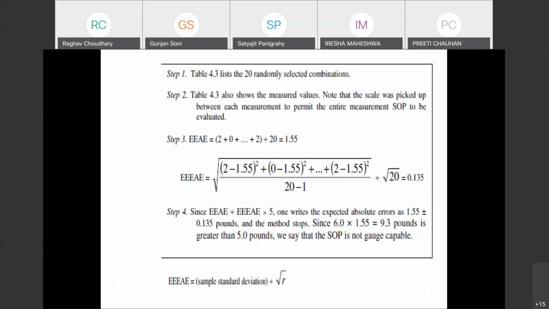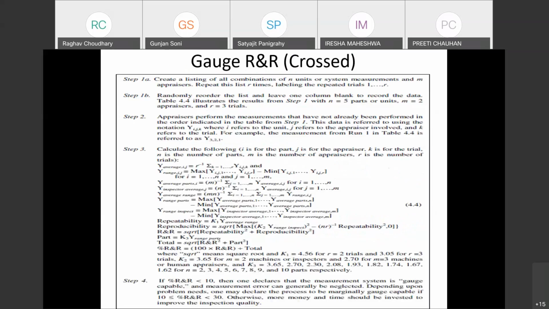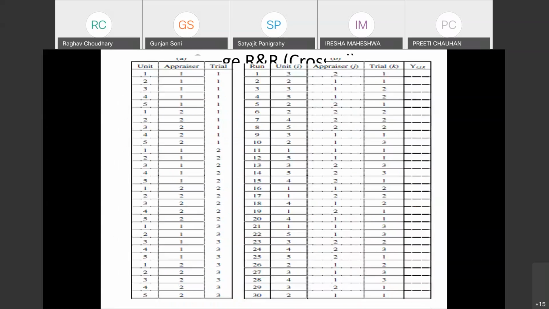Getting it? Although we purchased the gauge and did everything, eventually we found out that it's not good enough for the accuracy that I require. Now we go to the next part, where the standards are not available with me. I'll not go through all these steps. These slides will be shared with you. I'll go to the study. Now this is the study.